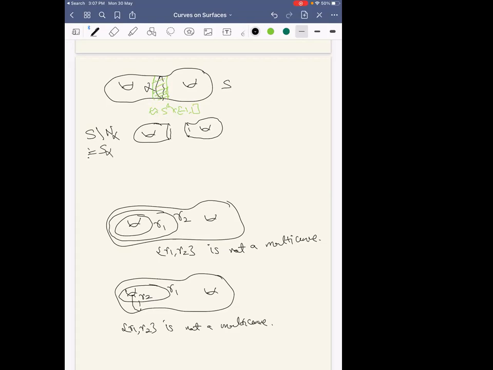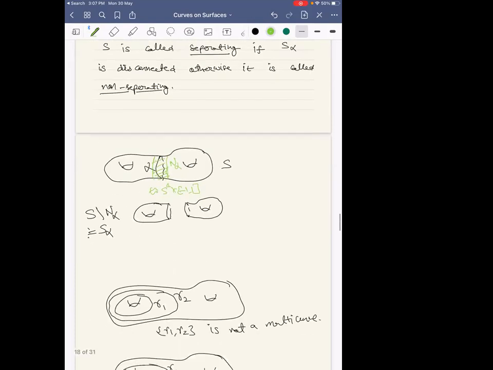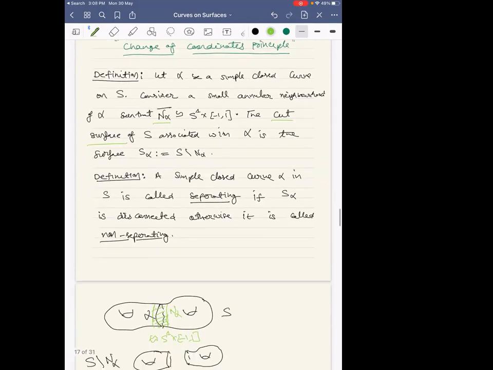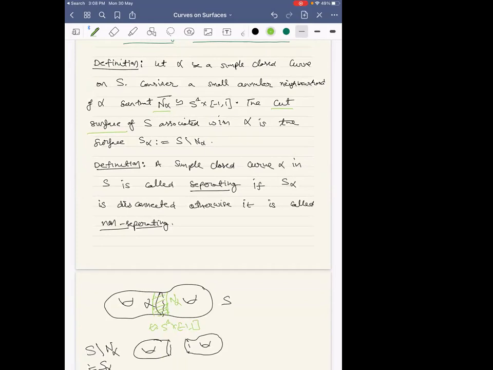So take a surface, and given a curve alpha, take an annular neighborhood. This is N alpha. Just remove this annular neighborhood of the curve, and you get a surface known as the cut surface. There are two possibilities: this cut surface is disconnected, or it is connected. Based upon that, we have this definition. A simple closed curve alpha in S is called separating if the cut surface S alpha is disconnected, and if it is connected, then you call it non-separating.